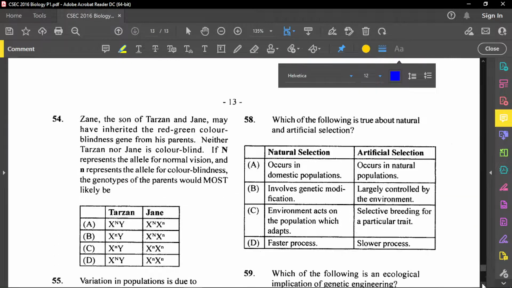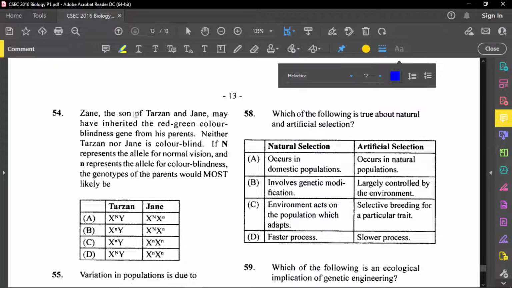Next question, 54, and we're almost there. Now, Zane, the son, keyword here, the son of Tarzan and Jane, may have inherited the red-green color blindness gene from his parents. What is important now is that neither Tarzan nor Jane is colorblind. So if none of them are colorblind, but the son is, and he's really Tarzan's child, then it means that Tarzan and Jane have to be what they call hybrid or heterozygous. They are carriers for that gene.